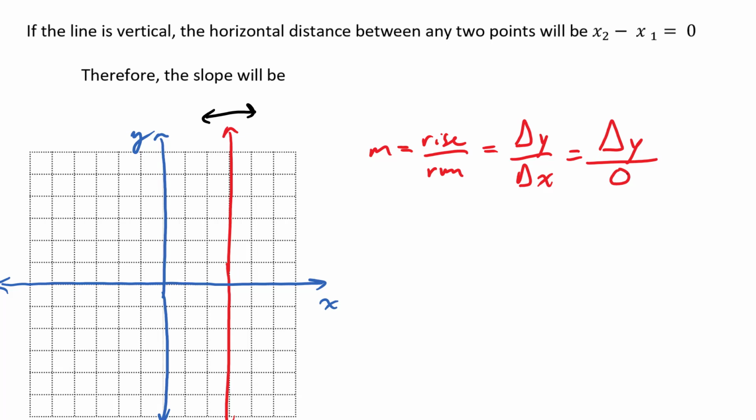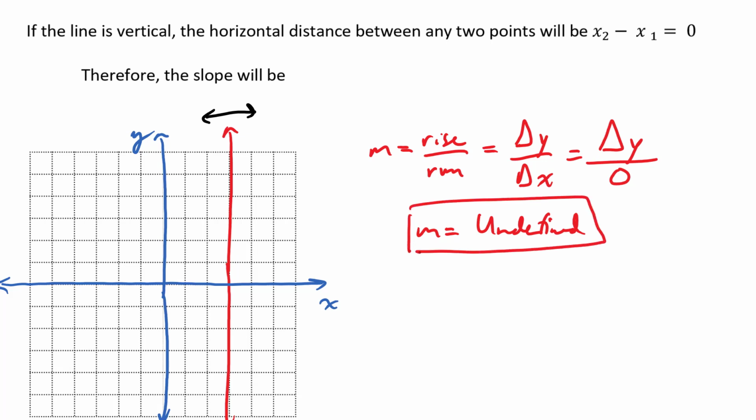Try this with your calculator. Put any number in the numerator and divide by 0. See what you get. You get an error. This is undefined. Dividing a number by 0, you'll get undefined. So if you get an undefined slope, this is a vertical line.